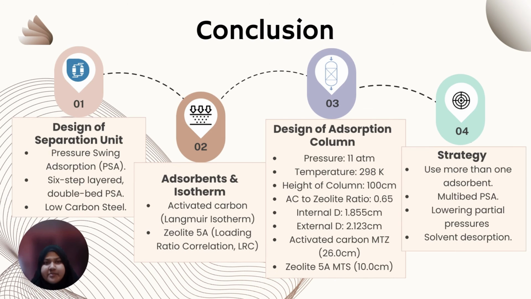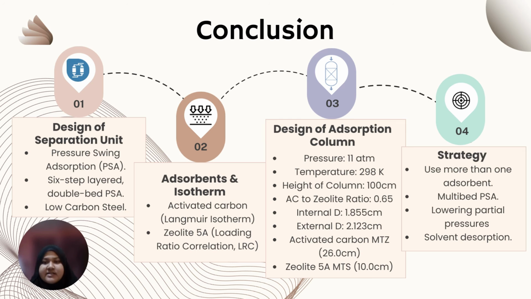To conclude, there are 4 main parts for separation process 2, in which the first one is the design of the separation unit. We use the pressure swing adsorption, PSA. Then the second one is adsorbent and isotherm, in which we use activated carbon and zeolite 5A. That is mapped into the Langmuir isotherm and LRC isotherm. Then the third one is the design of the adsorption column. The data values obtained and calculated values are as in the slide.